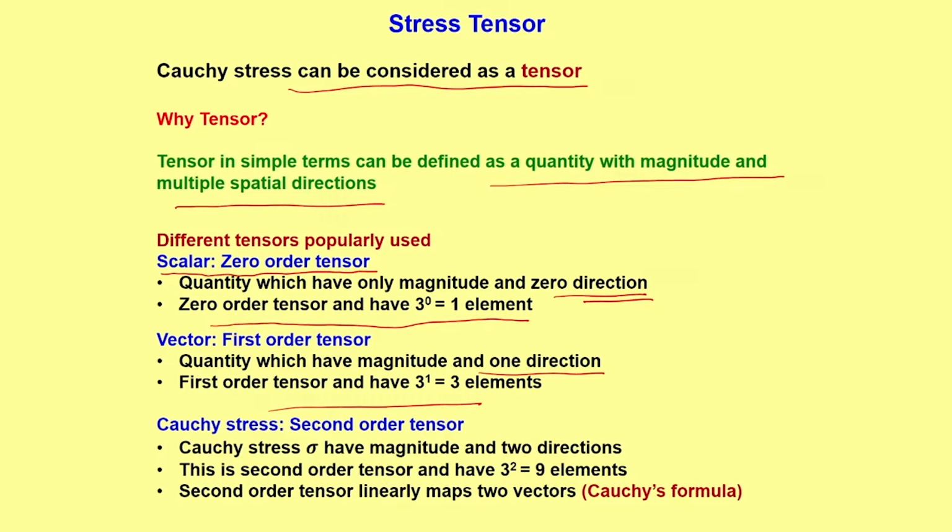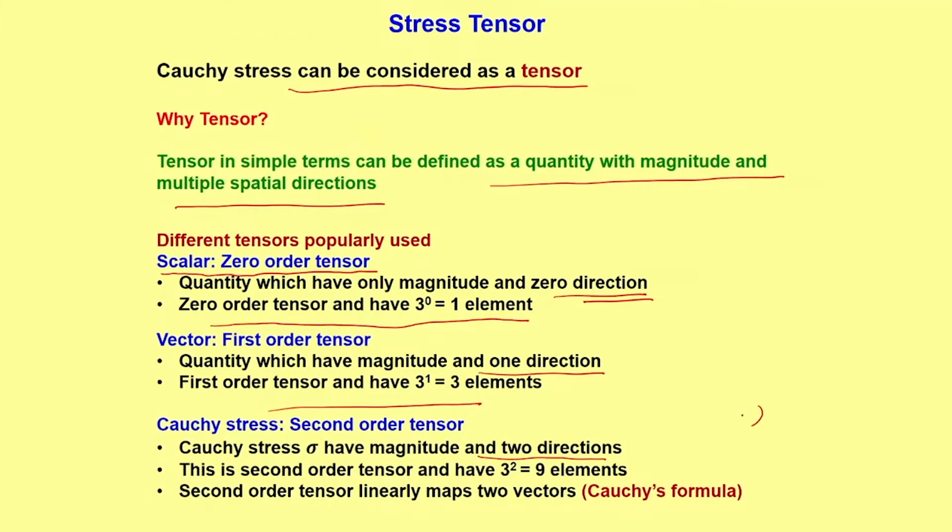And specifically, Cauchy's stress is a second order tensor. Why? Cauchy's stress sigma has magnitude and 2 directions. Now, what are these 2 directions? We will see specifically how these 2 directions come into the picture when you define a stress component, and it is very easy also. If you remember Cauchy's stress, we represent it as sigma x x or sigma x y. So, there are 2 symbols associated, and that is why it is always associated with 2 directions.